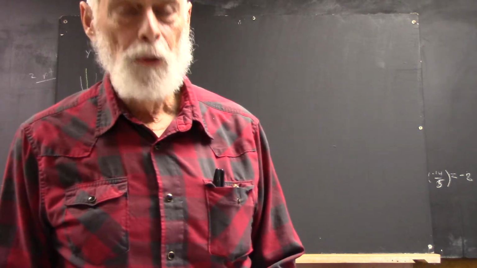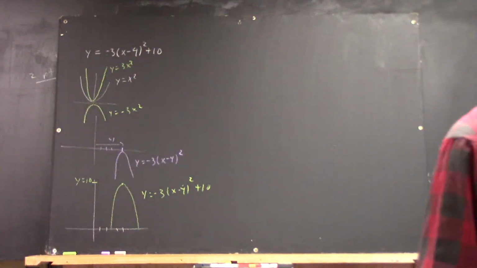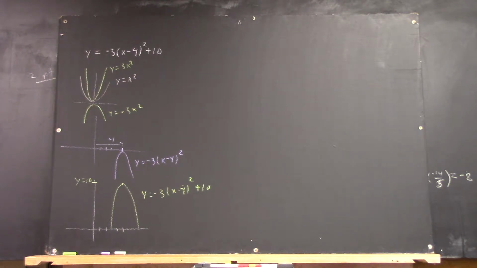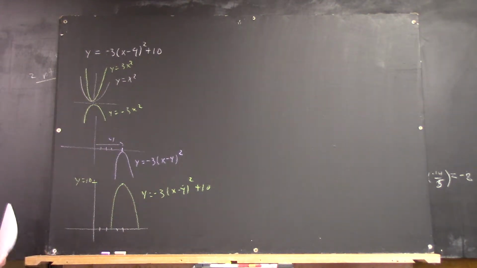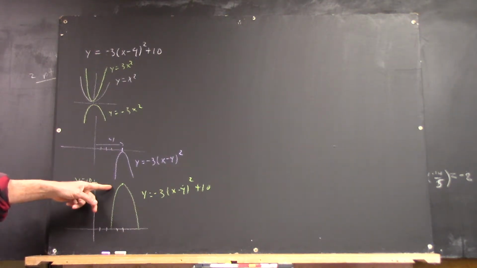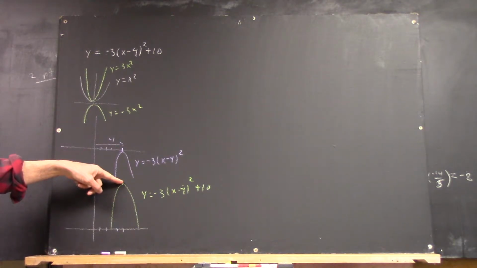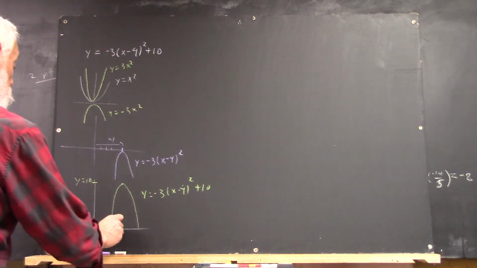Now, somebody tell me, what's the maximum value of this function? The maximum value would be the vertex. It's going to be a number. 10. Right there it is. The maximum value occurs at the vertex. Does it have a minimum value? No, it just keeps on going down. Exactly.